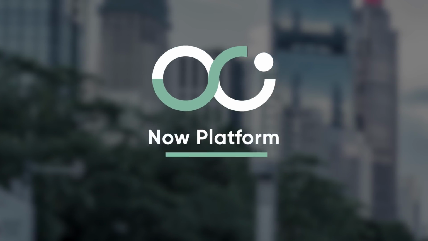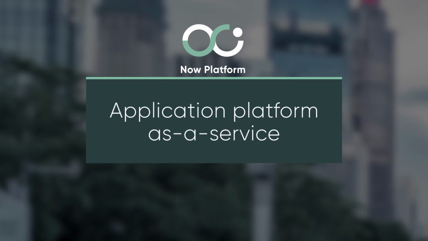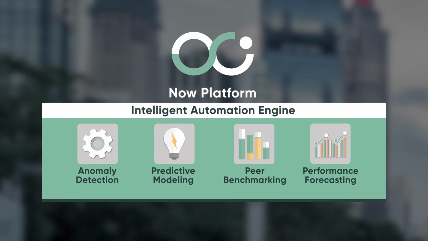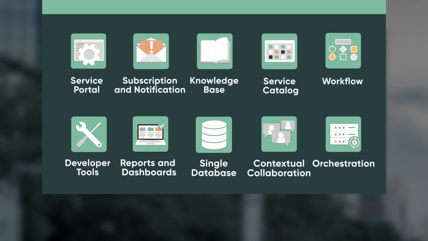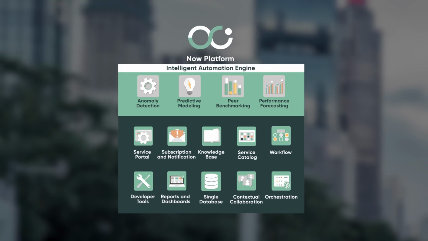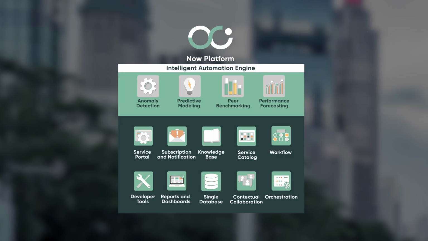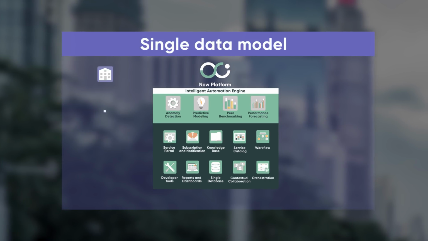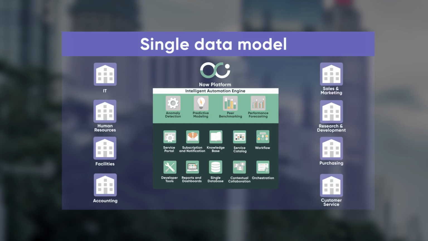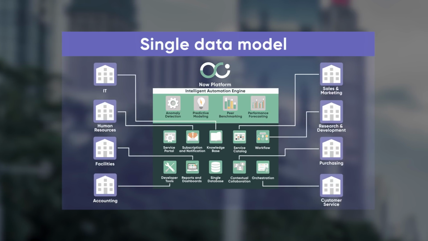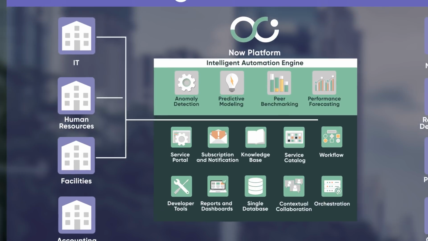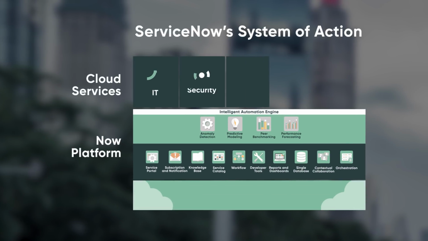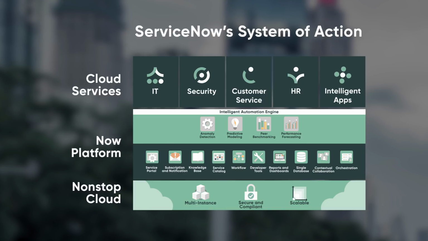The Now platform is an application platform as a service, a single platform to automate business processes across the enterprise by providing the infrastructure needed to develop, run, and manage applications. Its single data model, built on a flexible table schema, delivers a common set of core capabilities and reusable components, eliminating data silos and enabling workflows. It's the centerpiece of the ServiceNow system of action for the enterprise.